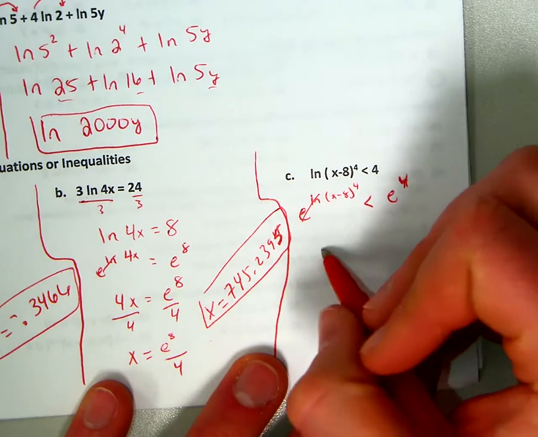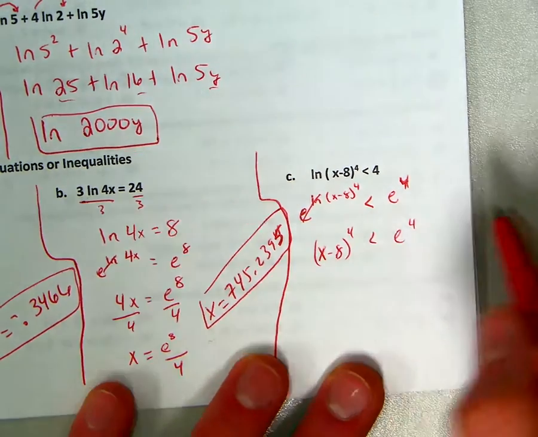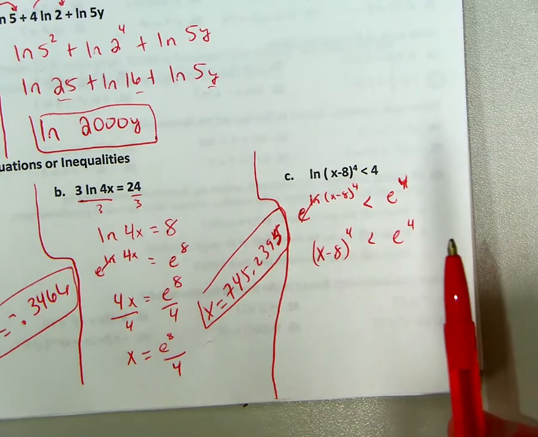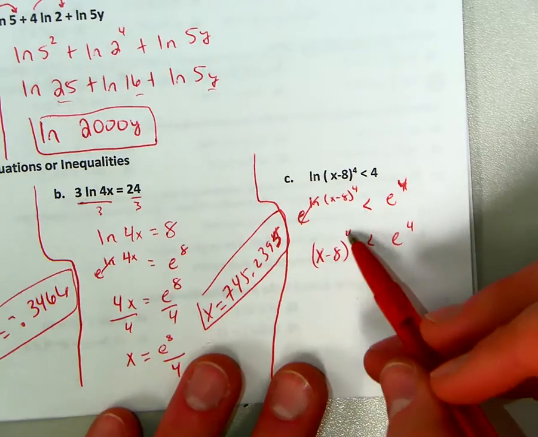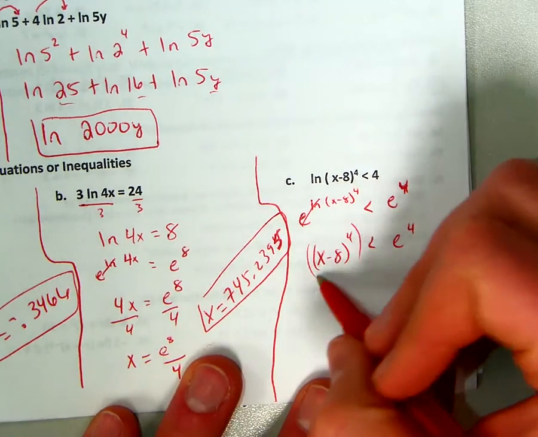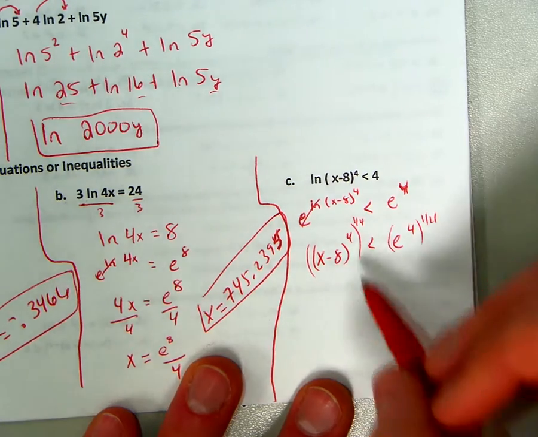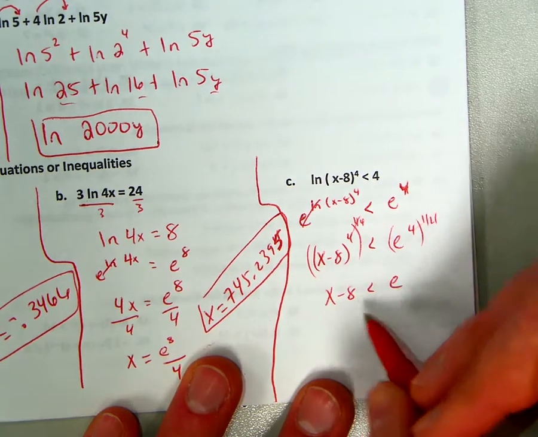These cancel each other out, so you're left with x minus 8 to the fourth is less than e to the fourth. Now I have to get rid of this to the fourth. What can I do? I need this to become a 1. I can bring this to the 1 over 4. These cancel out each other. You're left with x minus 8 is less than e.